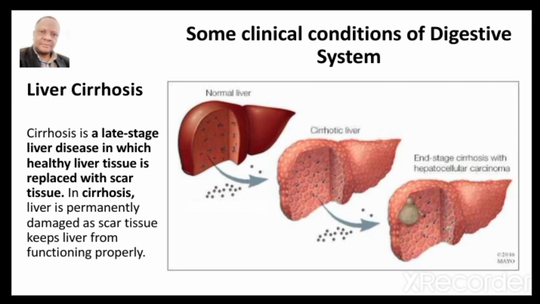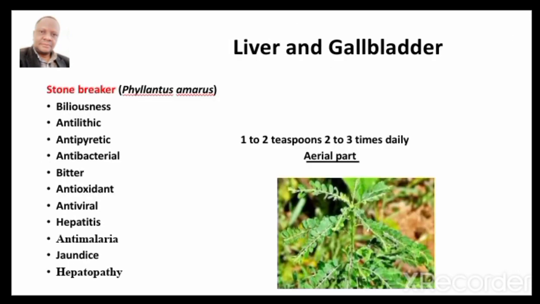Liver cirrhosis is also another one. In liver cirrhosis, actually what happens is that the healthy liver tissues are replaced with scar tissue. In cirrhosis, the liver is permanently damaged as scar tissue keeps the liver from functioning properly, and that is a serious thing. So, from a normal liver, maybe due to heavy alcohol intake, the liver can become cirrhotic. Scars begin to be formed in the liver. Then, if left untreated, it may even end in hepatocellular carcinoma, cancer of the liver. Let's look at medicinal plants that can treat both the liver and gallbladder.